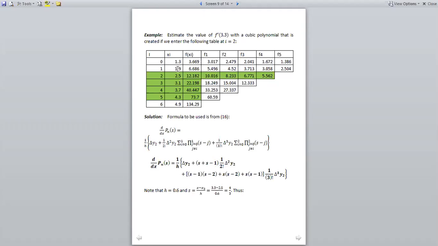3.3 minus first x value that I am considering. So 3.3 minus 2.5 gives you 4 by 3. So h की value जो है 0.6, यानी difference between two consecutive x value. Whereas s की value आई है 4 by 3.